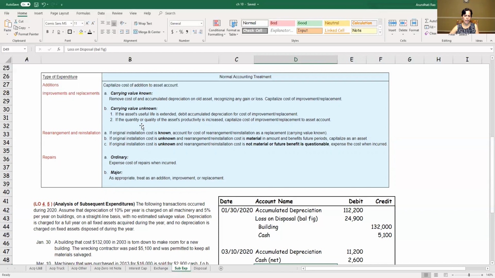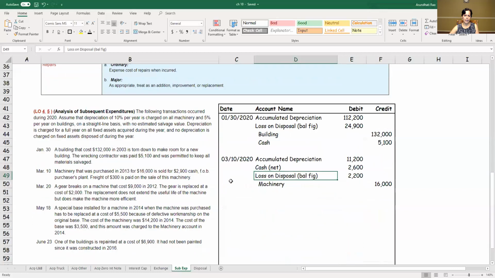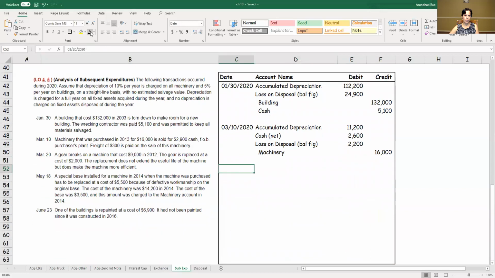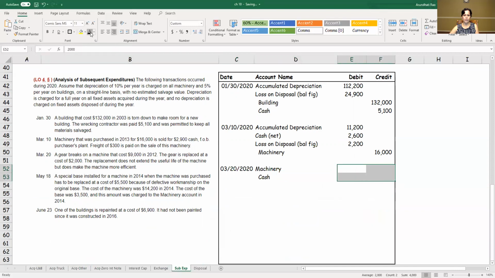So if that is the case, I'm going to proceed with capitalizing the cost of improvement to the asset account. So this is fairly straightforward. I paid $2,000, so I'll debit the machine, I'll credit cash, and that's for the $2,000.